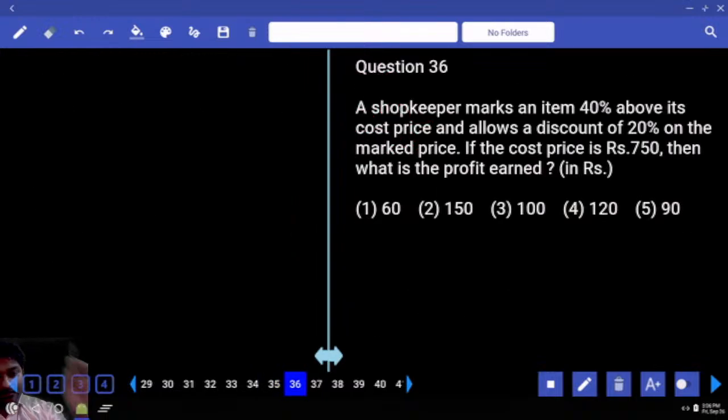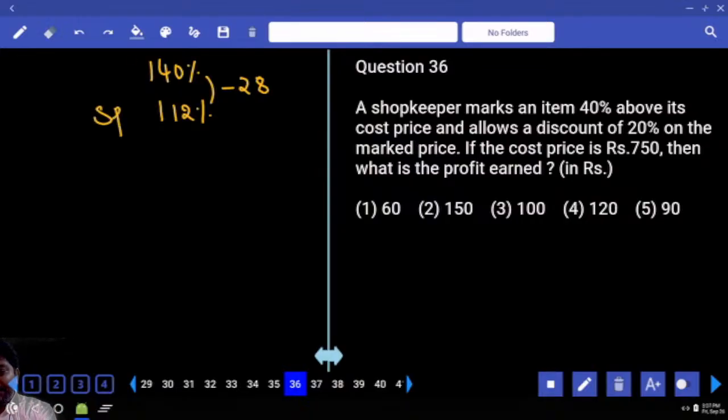Next question. A shopkeeper marks an item 40% above its cost price. So market price is 140%, where cost price was 100%. Allows a discount of 20%, which is equal to 28. Then he will sell the item at 112%. If the cost price is 750, then what is the profit earned? If the selling price is 112%, profit is 12% into 1% value, 7.5. I will rewrite it as 15 by 2. 6 times of 15, 90 is our answer.